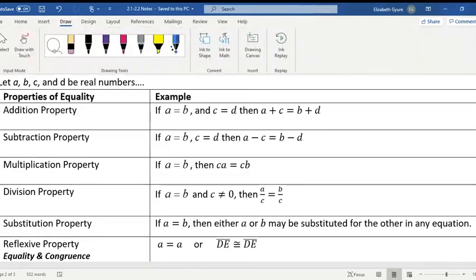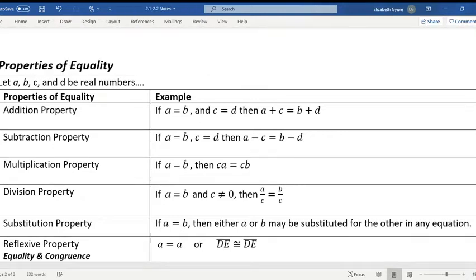2.2 now, if you want to follow along in your textbook. 2.2 starts on page 37, and we're going to start with our properties of equality. A lot of these might seem familiar to you.